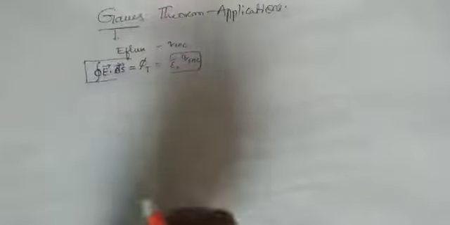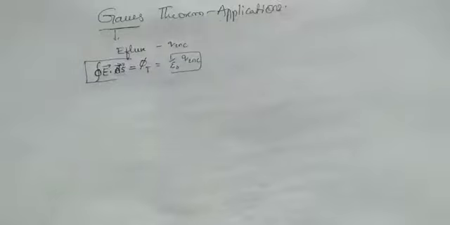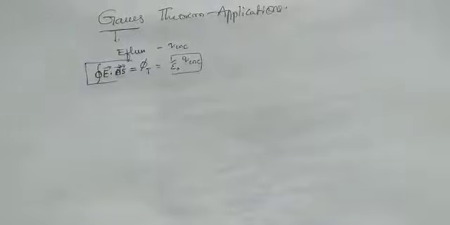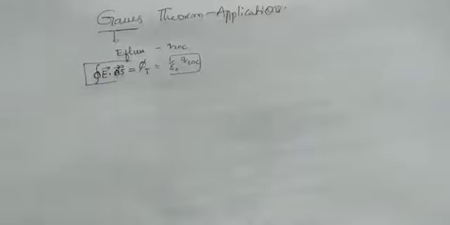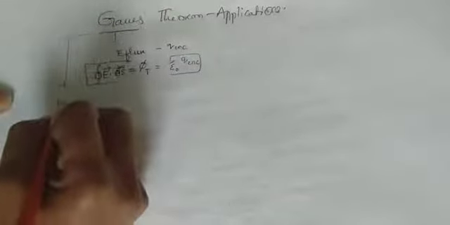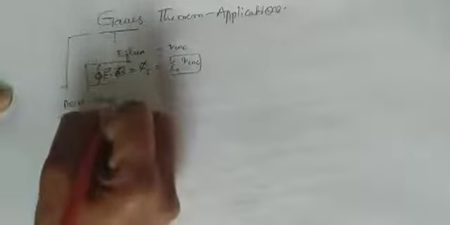Coulomb's law is only for point charges, and also for dipoles, to find the electric field. We are using Coulomb's law and the Gauss law. Coulomb's law for the point charges and the dipoles. Gauss law is for point charges and also for continuous distributions of charge, but it is not suitable for dipoles.